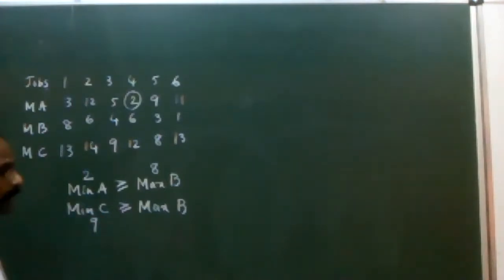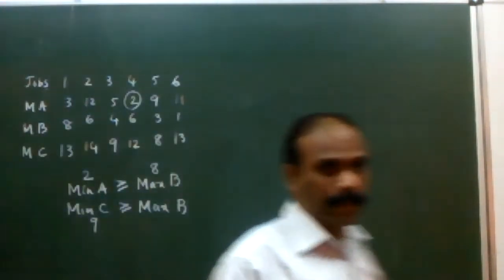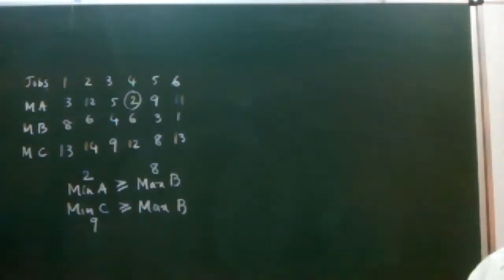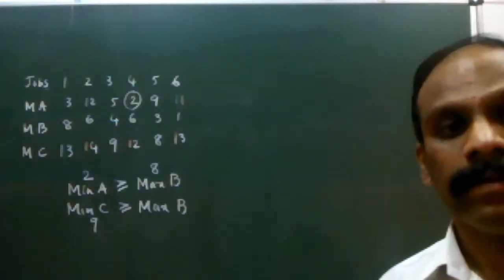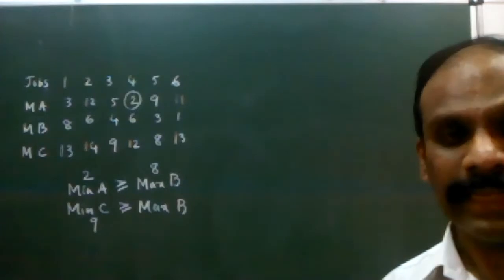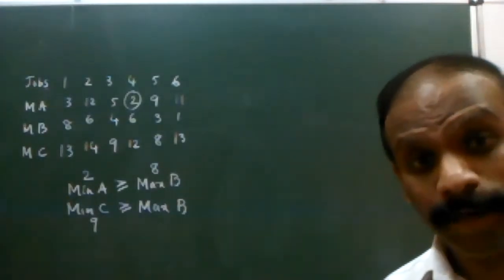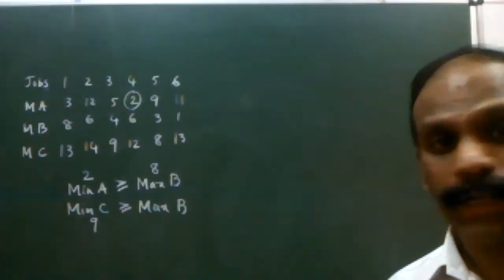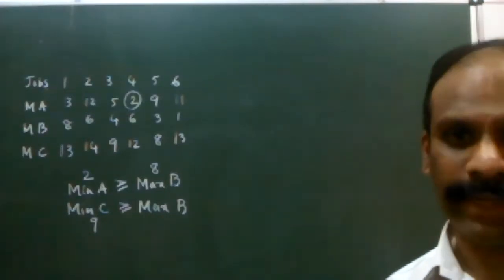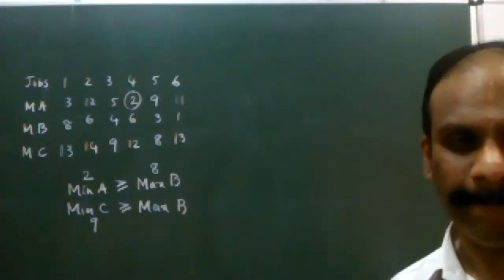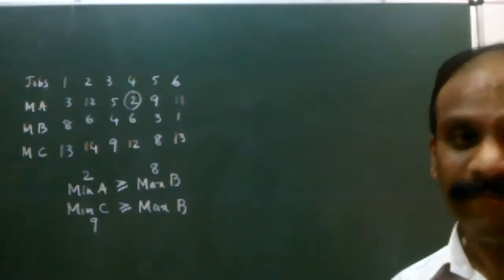Now, with all these values, can you please tell me whether the condition is satisfied or not? Please look at this equation. Satisfied, sir. The first condition is good. Really? Minimum of A should be greater than or equal to maximum of B. 2 is neither greater nor equal to 8. The first condition is not satisfied, right?